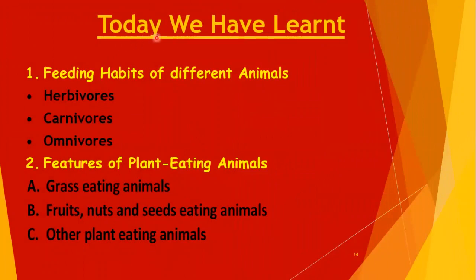So children, today we have learnt about feeding habits of different animals. We have learnt how these animals are grouped according to their feeding habits into herbivores, carnivores and omnivores. We have also discussed features of plant-eating animals, under which we have learnt features of grass-eating animals, then fruits, nuts and seeds eating animals, and the last, other plant-eating animals like elephant and giraffe.